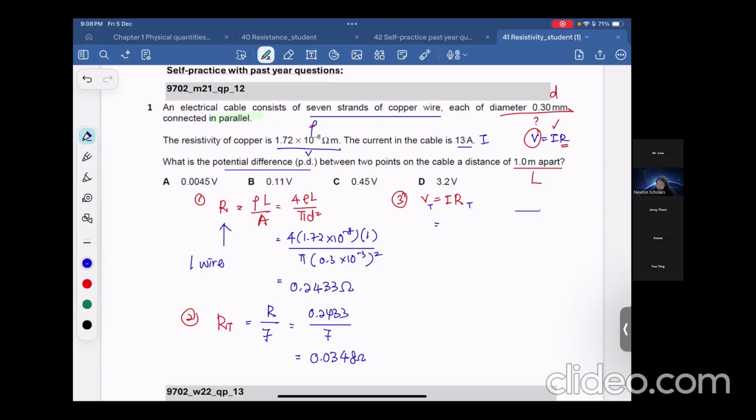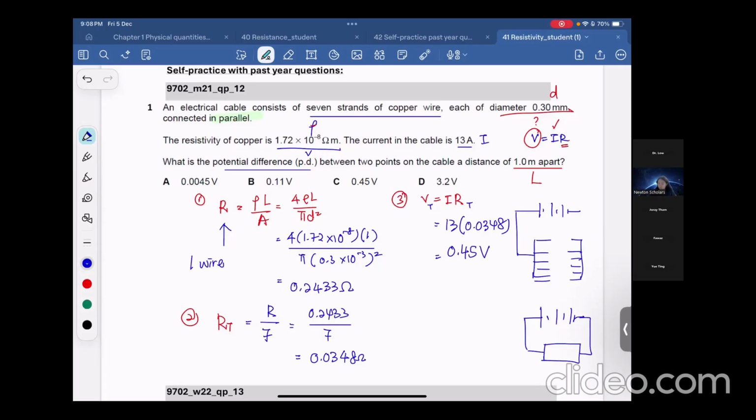So they all already combined. They are parallel. Okay, so at the end, you already combine them. So it becomes like this. So your current is 13, your total resistance is 0.0348. So your answer should be 0.45 volt. Answer should be C.